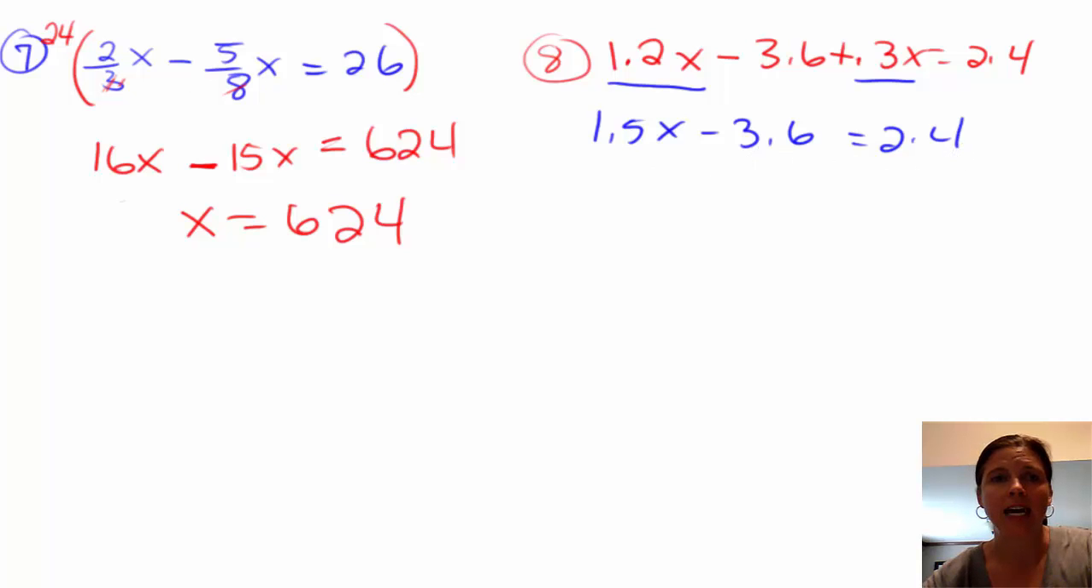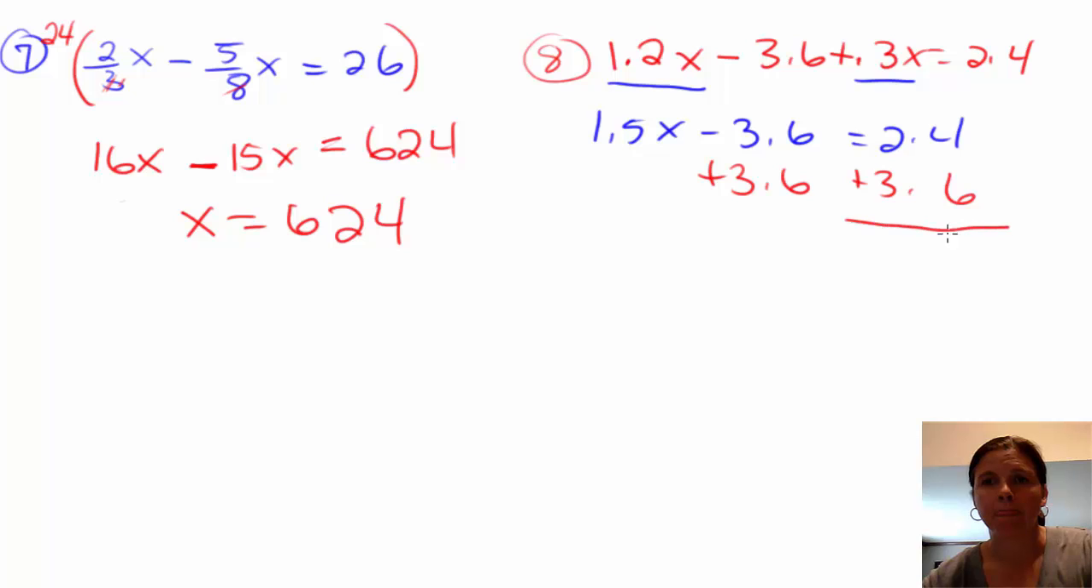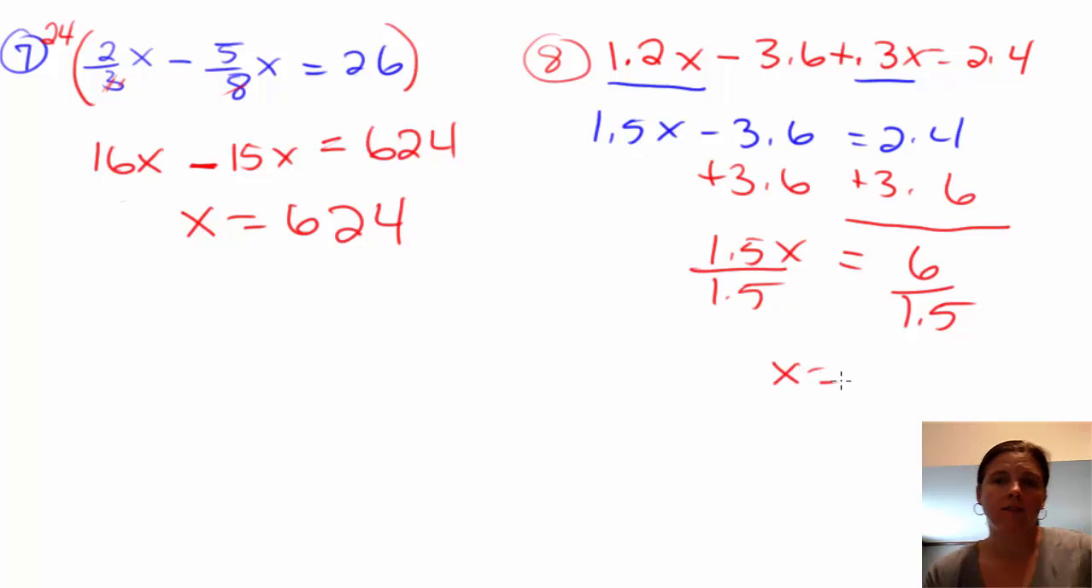Okay, and then what are we going to do? We're going to add 3.6, which gives us 6. And we're left with 1.5x over here. Divide by 1.5. Again, if you don't want to do all that division, then just put it in your calculator. 6 divided by 1.5 is 4.